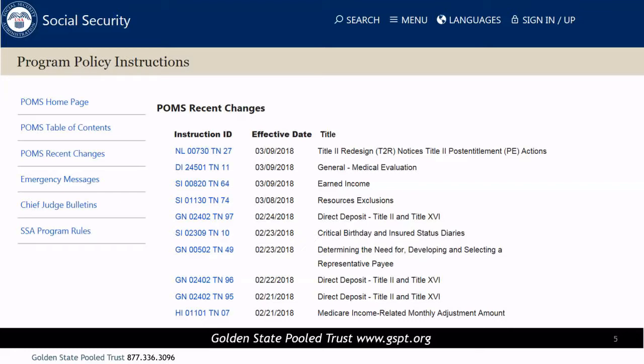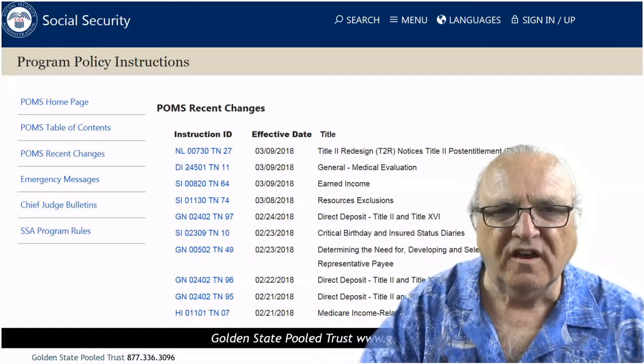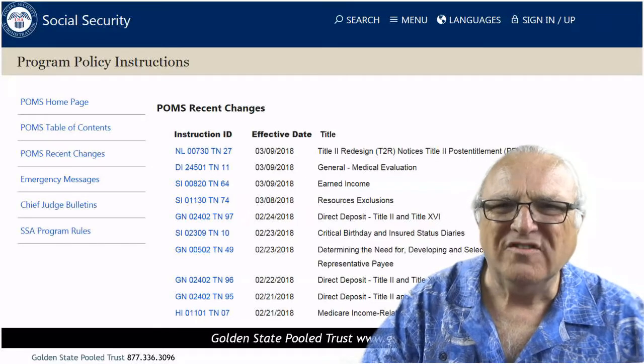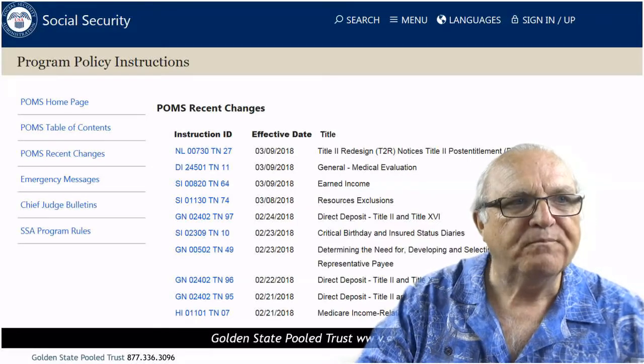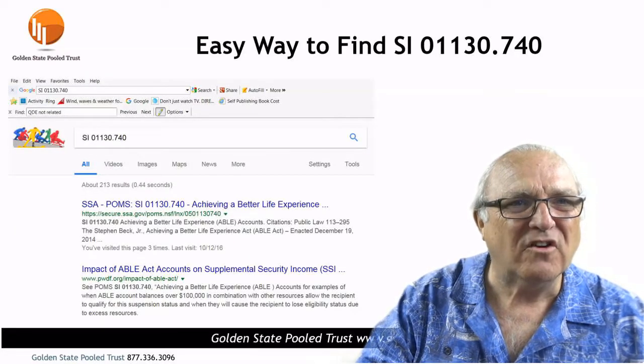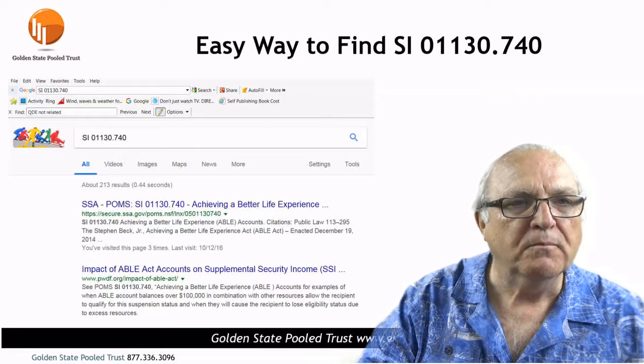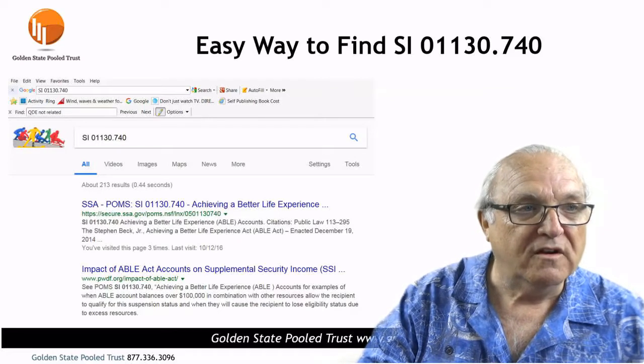Most of you know what the POMS are, but they're the Program Operations Manual System. Basically they are directives to eligibility workers and field officers on how to handle specific issues and specific problems that might come up. Even though the first thing it says is that they're not to be used as precedent, we in the industry use them as precedent all the time. Another way to do it would be to Google SI 01130.740, and that will take you straight to the POMS and all sorts of other related sites.